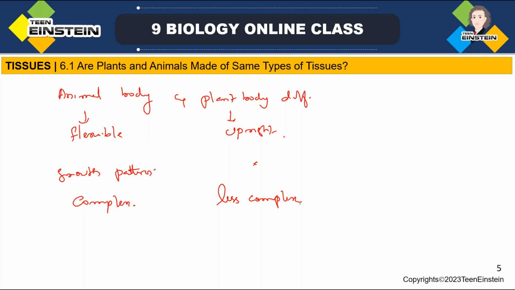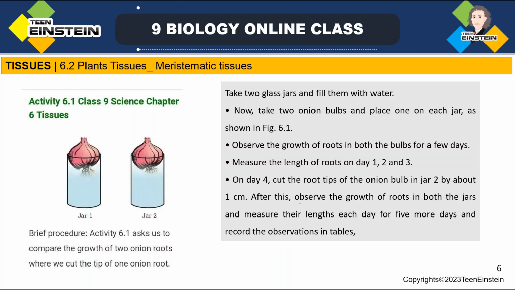Okay, so we have learned these differences. From that we can make out that animal cells and plant cells are not similar. Then we came to the topic of plant tissues, right? Generally we said animals and plants have differences in their tissues. So let's learn plant tissues first, then we'll go to animal tissues.